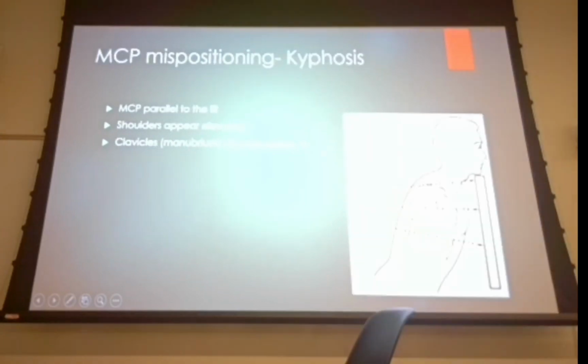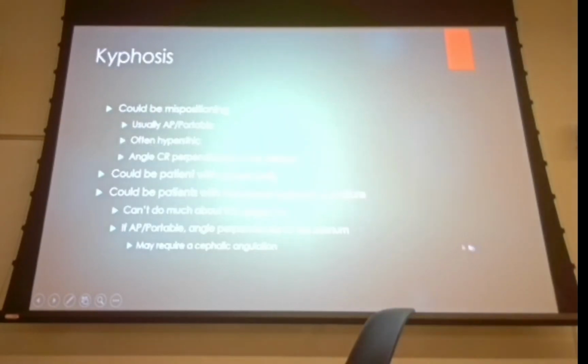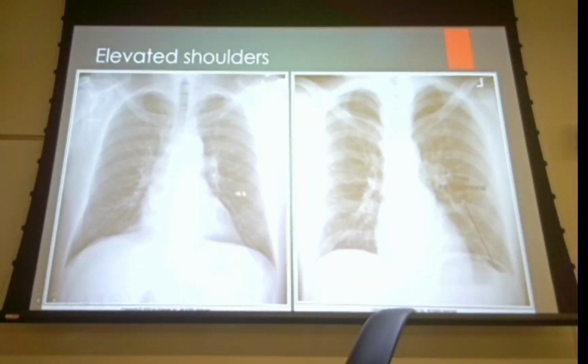We talked about that. So kyphosis, again, this assumes patients leaning into the image receptor, could be pathologic kyphosis. So we've talked about all that. So elevated shoulders.